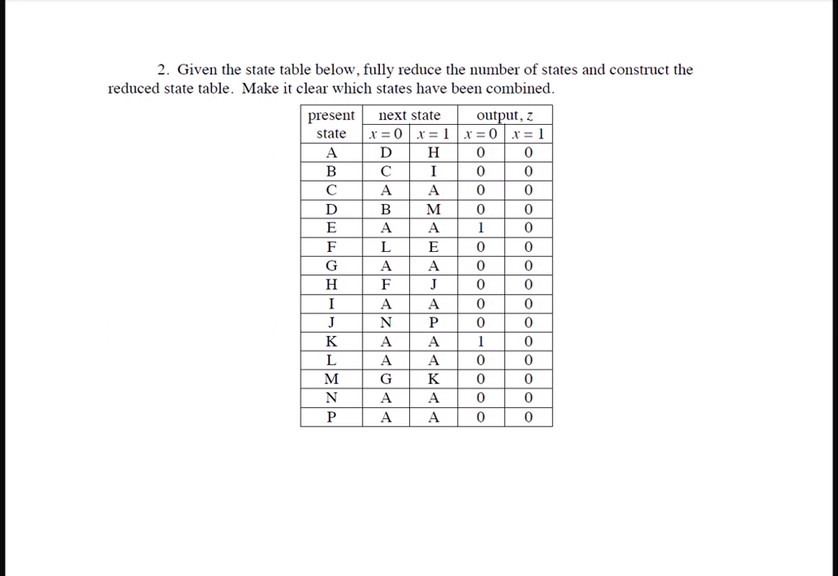We're supposed to fully reduce the number of states and construct the reduced state table. So what we're going to do is partition our states. In other words, we're going to put them in different groups. And we're going to do this sequentially until we can say that we have gotten our table as partitioned as possible. If that doesn't make much sense yet, it will after we go through it.